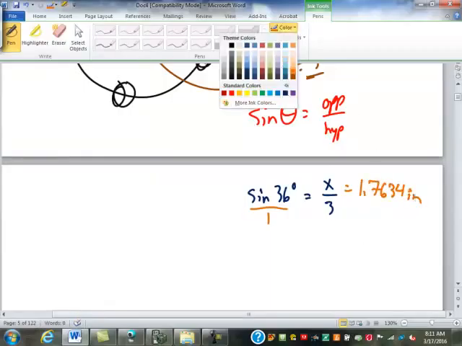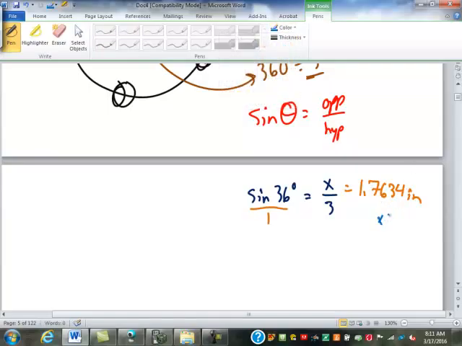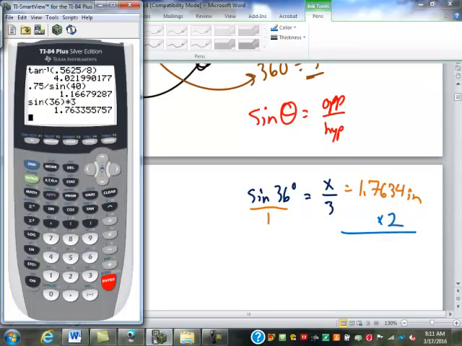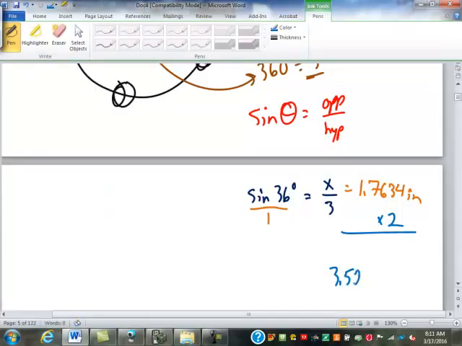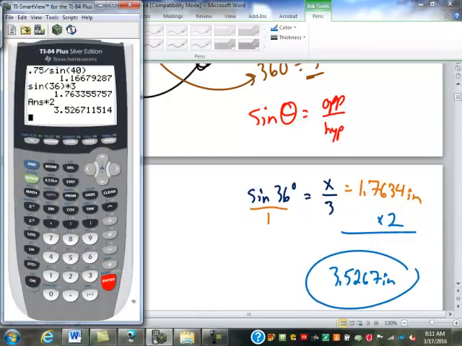Is that my answer? No, what do I have to do? Double it. 3.5267. Notice I didn't write that down and type it back in. I just did times 2 in the calculator because it is different than the rounded version. I would have been off by a 10,000th if I had rounded it first and then multiplied.